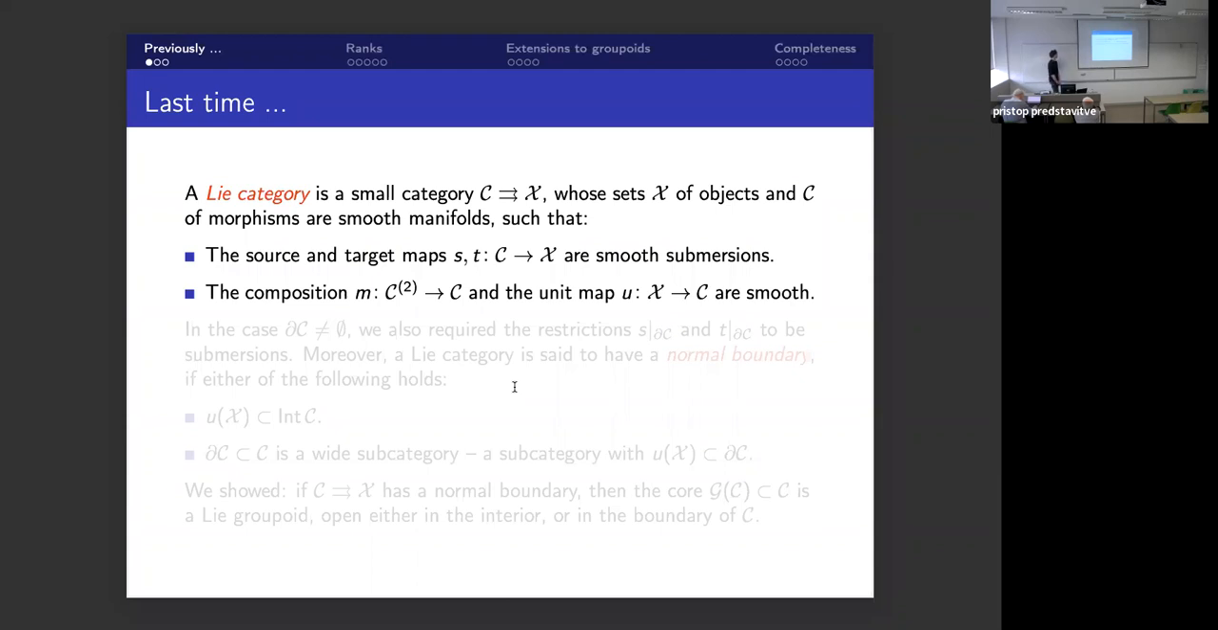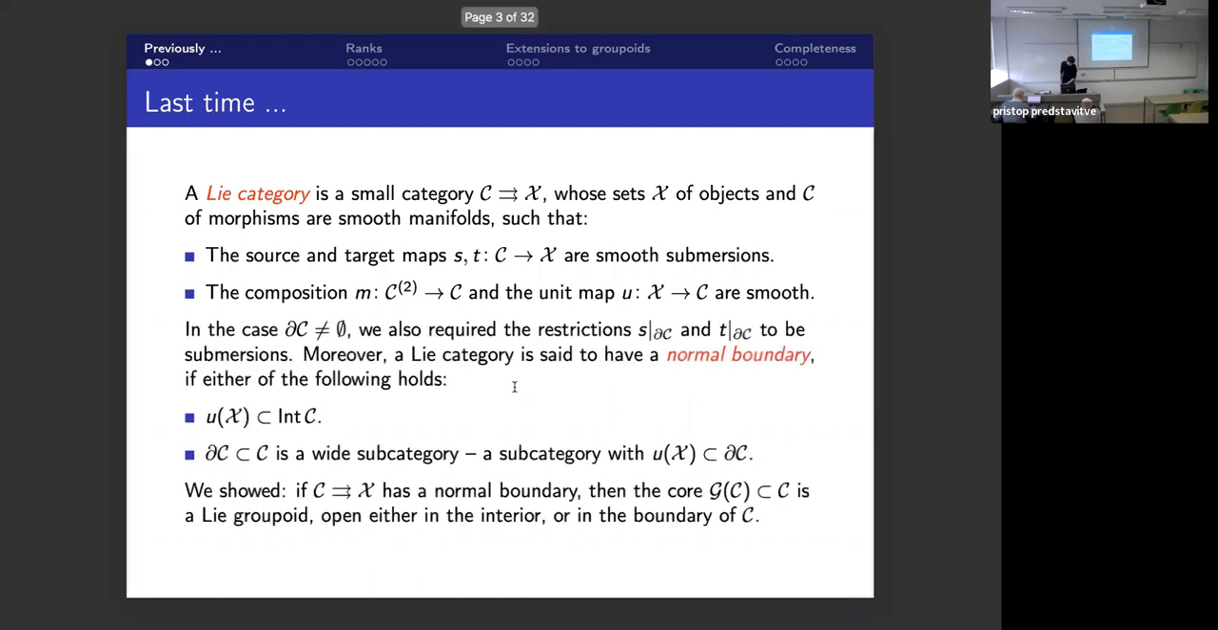In addition to the requirement of the sets of objects and morphisms to be smooth manifolds, we also require the source and target maps to be smooth submersions, and there's this second natural requirement that the composition map and the unit map are smooth. Maybe just briefly, why are we requiring the source and target maps to be submersions? It's, for example, for this set here to possess a canonical smooth structure inherited by the product C times C.